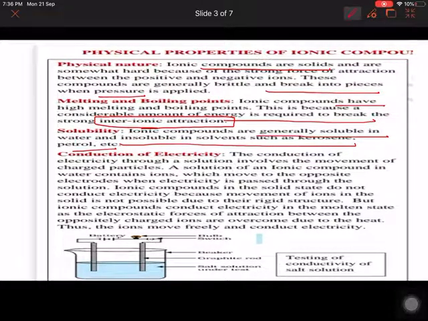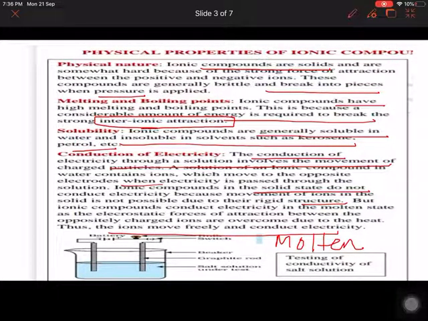When we say conduction of electricity, the conduction of electricity through a solution involves the movement of charged particles. A solution of an ionic compound in water contains ions, which move to the opposite electrode, you can see. And remember that only in the molten state are they a good conductor of electricity. In the solid state, they are not going to conduct electricity because they have a rigid structure. In the molten state, the ions are freely moving and they conduct electricity.